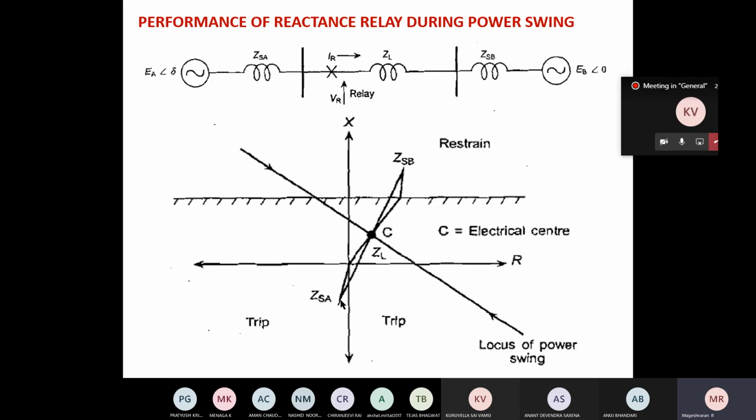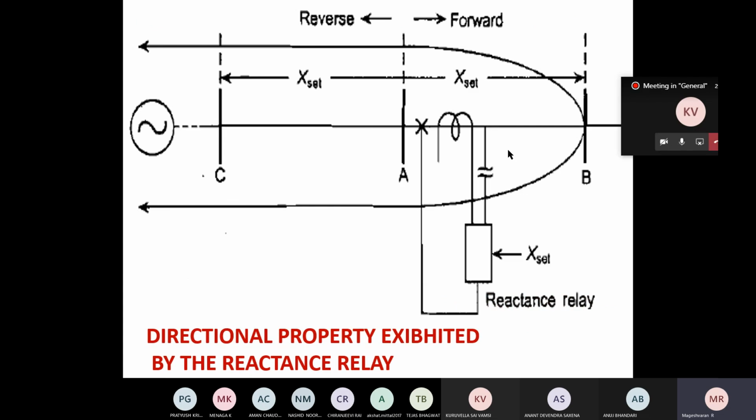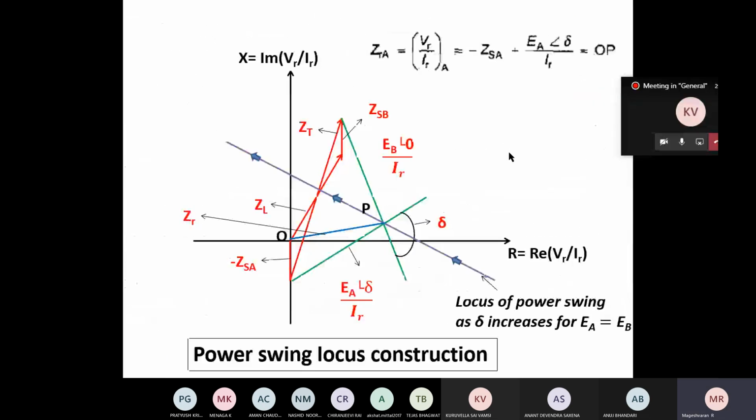And see, we found the Z in that diagram. I think you remember. I mentioned it as OP, which is nothing but minus ZSA plus EA at an angle del divided by, one minute, I will go there, I also forgot that expression. Yeah, by IR. E at an angle del by IR, the current seen by the relay. Yeah. So this is the OP.